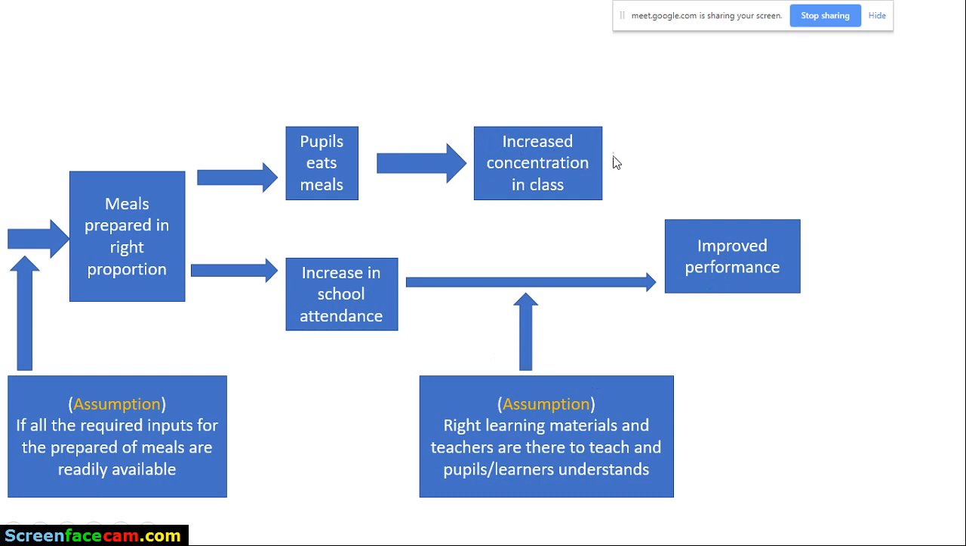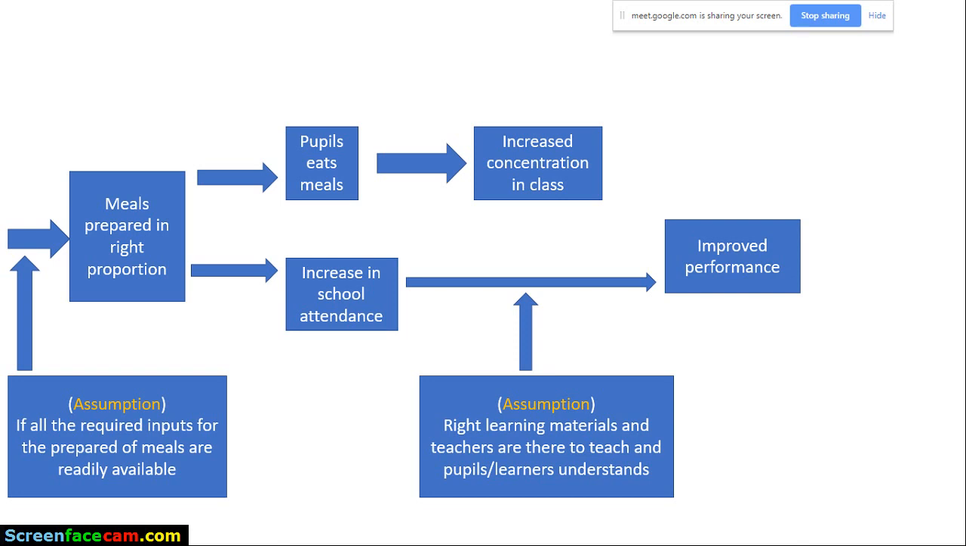Then here, as you can see, there is no arrow. There was supposed to be an arrow from the increased concentration in class leading to improved performance. Are we together, class? So this is how a theory of change can be presented in a diagrammatic format. But if I wanted to do a narration, I would say, if all the required inputs, which are, then I can specify them. Are we together? Which are, I'll specify them, meals, human resource, then meals will be prepared in right proportion.